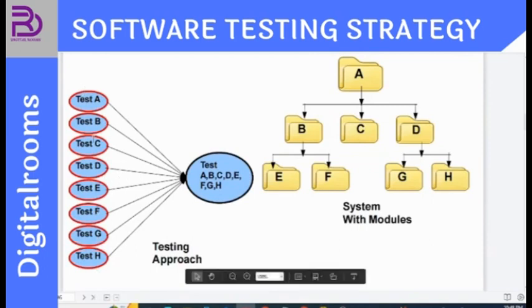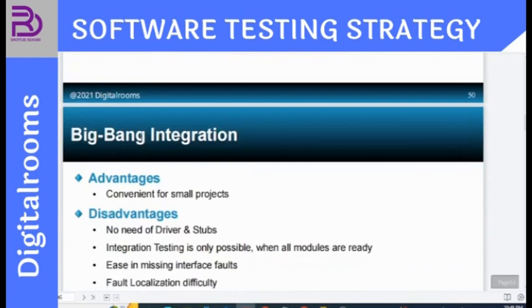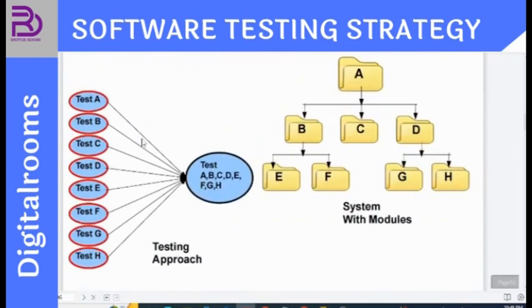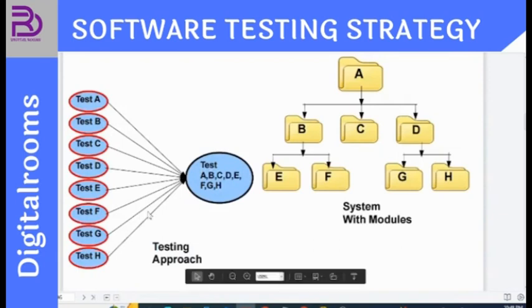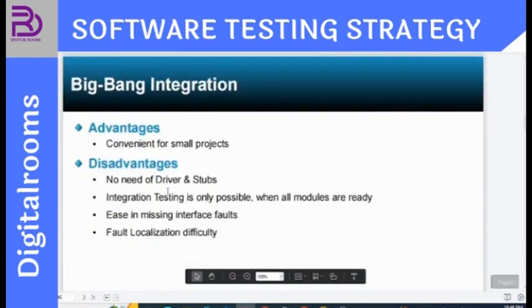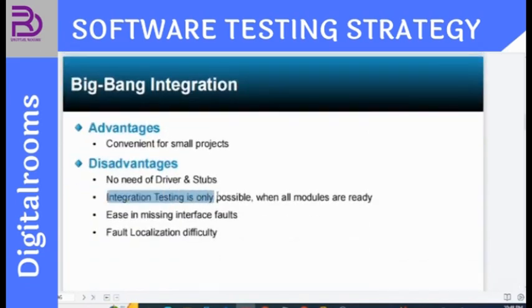If any module is incomplete or not ready, then the software cannot be tested using the Big Bang strategy or Big Bang integration. Every module should be connected and complete along with the main. Integration testing is only possible when all modules are ready; without that, it's not possible. Next: ease of missing interface faults.